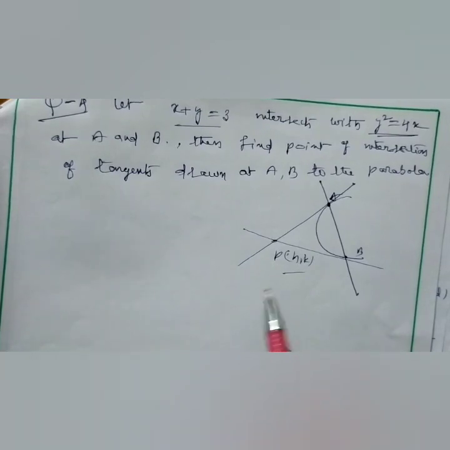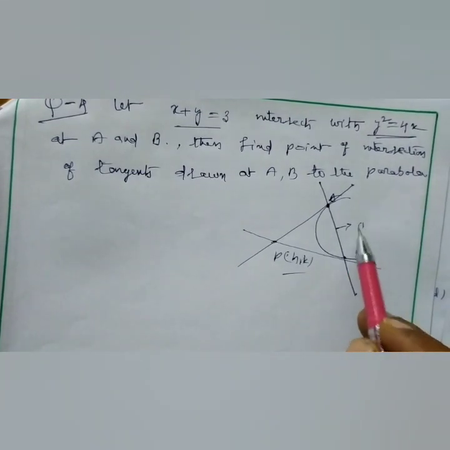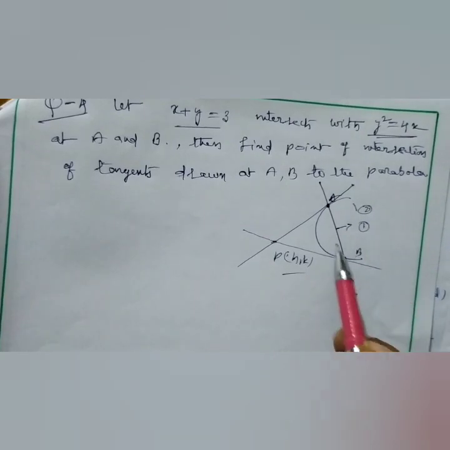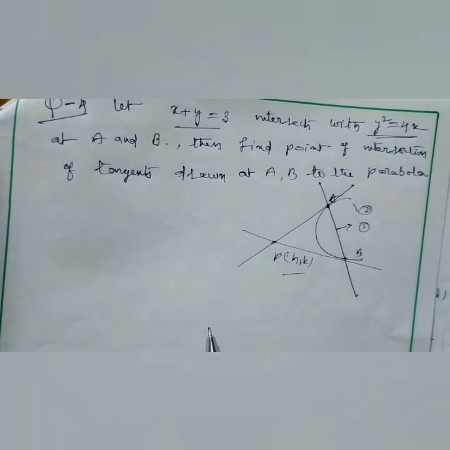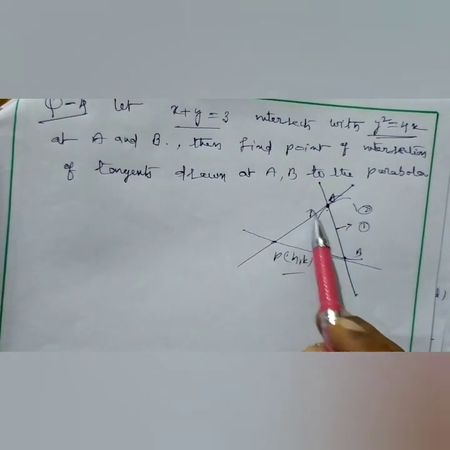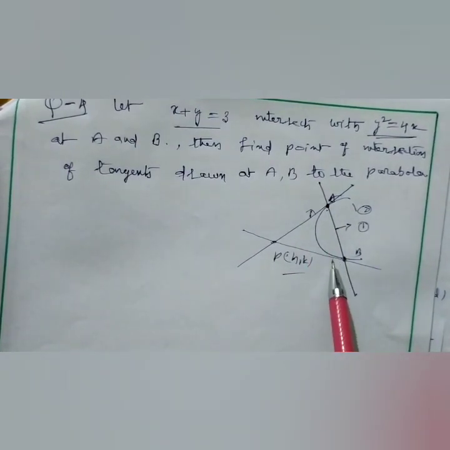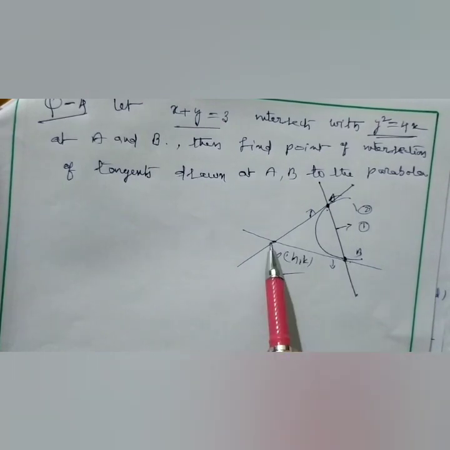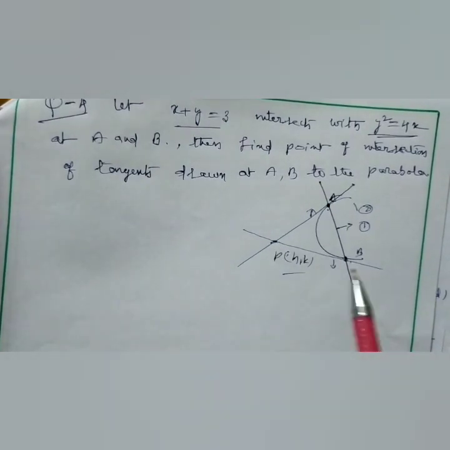First we solve. If you solve the line and the curve, we get points A and B. At point A, we find the tangent equation. At point B, we find the tangent equation. By solving these 2 tangent equations, we get P(h, k). Okay, this is the process actually.